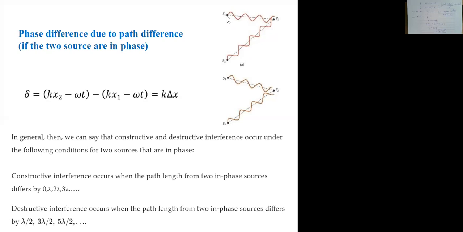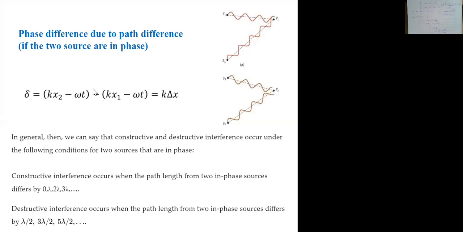Typically, in the lab, you will have two speakers. You can plug them into the same source, so they can have the same frequency, to start with. Frequency is related to angular frequency: angular frequency is 2 pi times frequency. So that's the same there. Now for the wave numbers, you can have the same because you are connecting them to the same source, right? But then x1, x2 could be different, so from here to there and from here to there, there will be a difference.